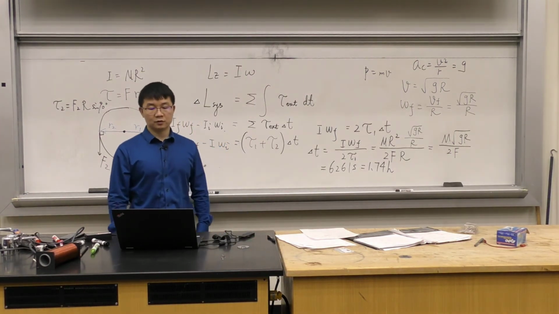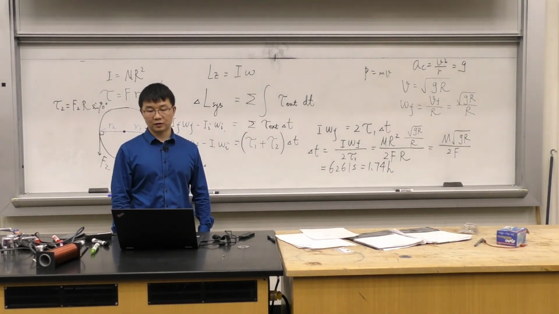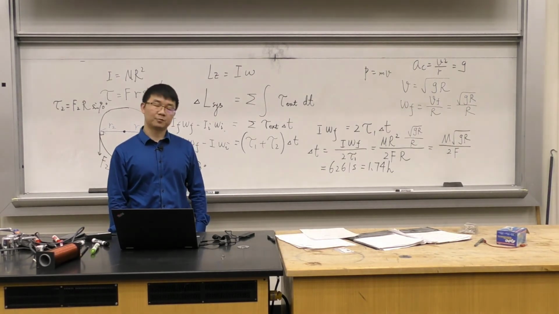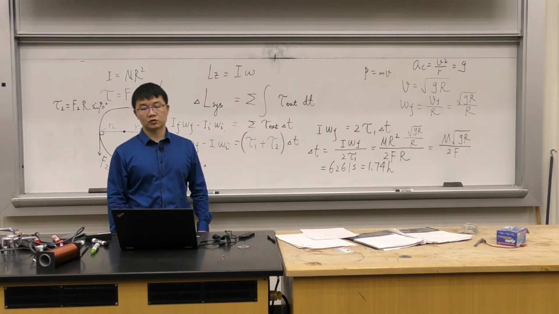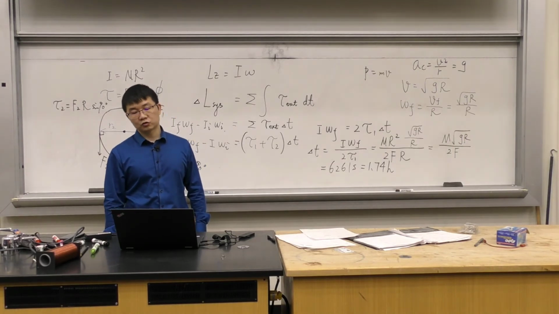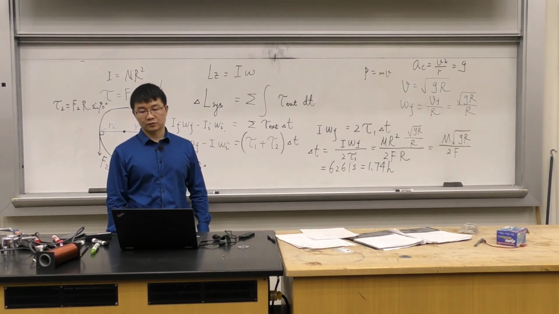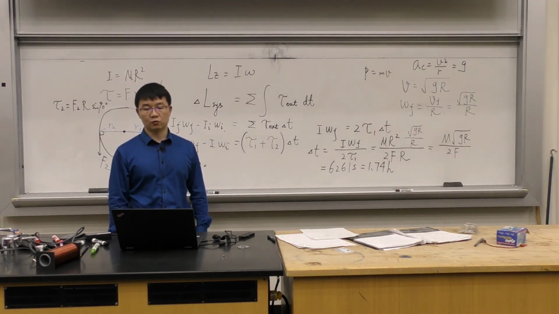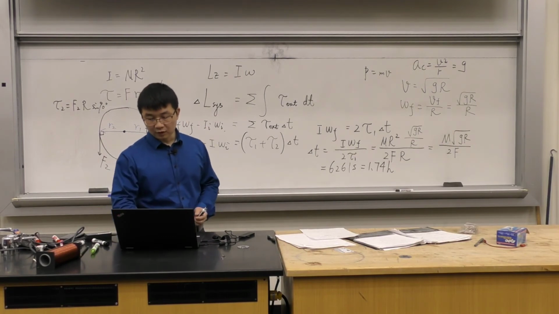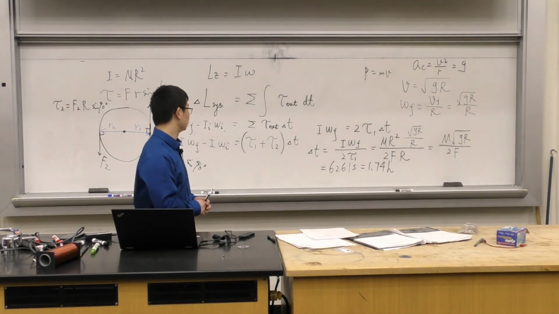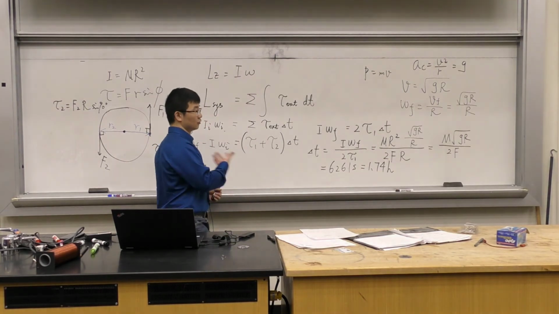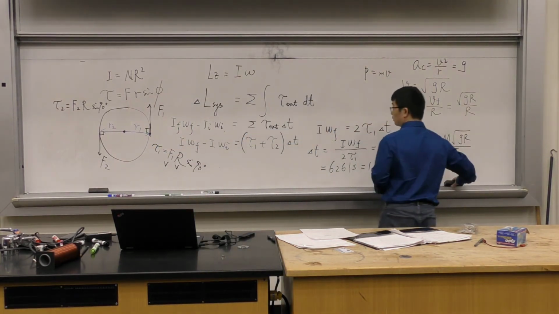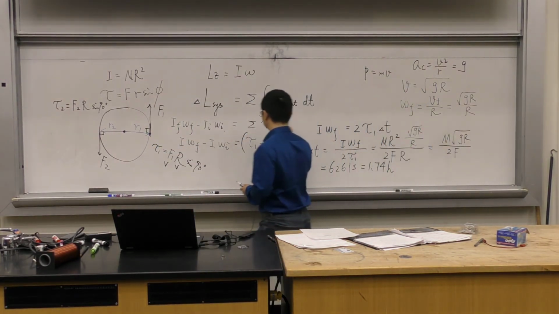So initially, no rotation, right? The student is just standing still on this platform. The platform is not rotating. The student is not moving. But now the student is going to start to walk clockwise at a constant speed of 1 meter per second. We want to find the angular speed of the platform. Rotations, so I'm still going to use conservation of angular momentum.